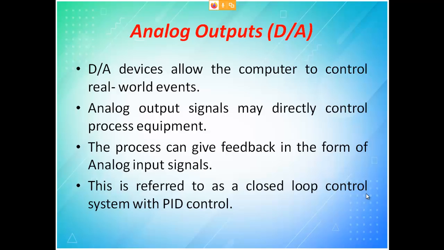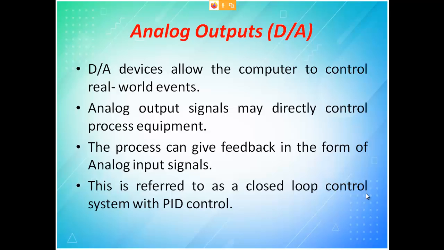Then analog outputs. Just as somewhere you require digital outputs, similarly you require analog outputs also. Digital to analog devices allow the computer to control real world events, because the real world will not work on digital, all real world will work only on analog. Only your computers will work on digital. So for your computer's input you require digital, whereas from the computer there are devices which will work only on the analog real world.